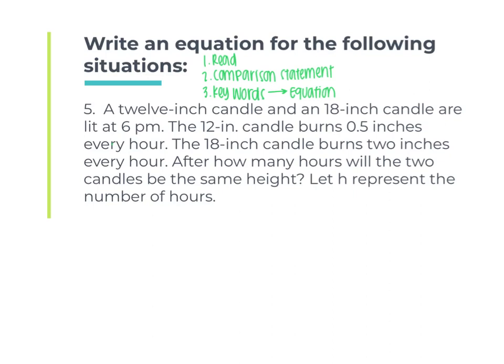All right, for question 5, situation 5, our first step's going to be to read. So a 12-inch candle and an 18-inch candle are lit at 6 p.m. The 12-inch candle burns 0.5 of an inch every hour. The 18-inch candle burns 2 inches every hour. After how many hours will the two candles be the same height? Let H represent the number of hours. So we just finished our first step, which is to read.